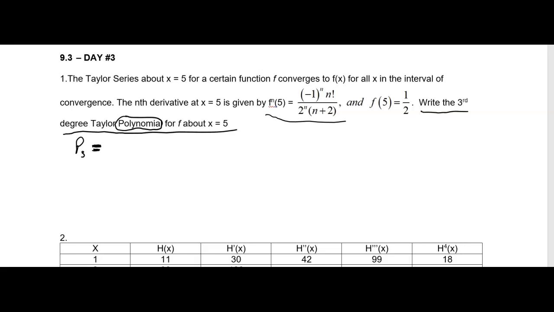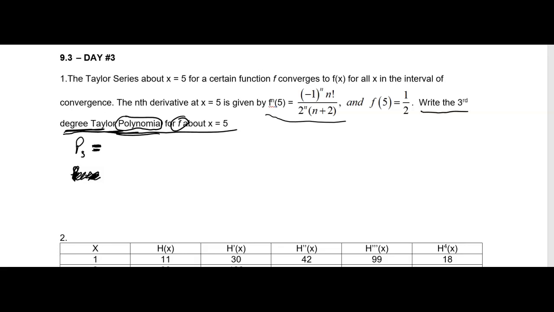Since we're using that to approximate our function, if you want to write f, then you would say we are approximating our function by using the polynomial. So whichever one of these you're going to use, that's fine. I think for this one, I'm probably going to do the polynomial. That's all it's asking us to do: write the third degree Taylor polynomial for our function about x equals 5. So I'm going to go with that notation.